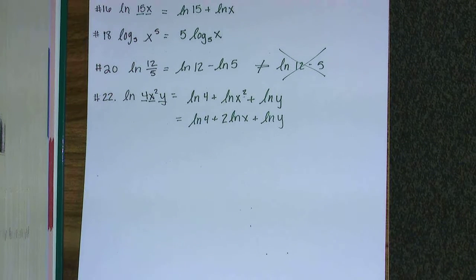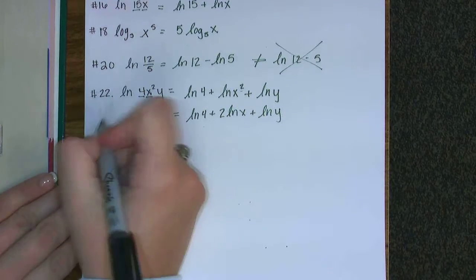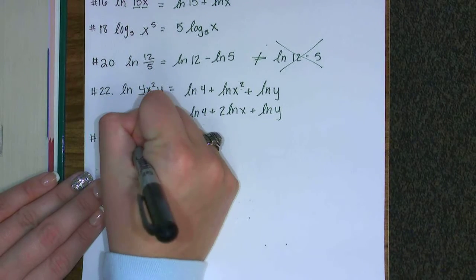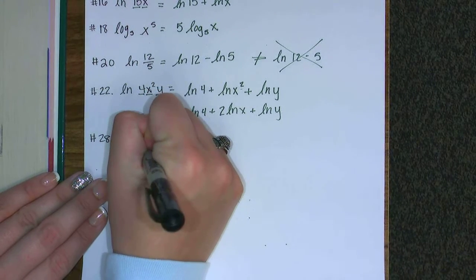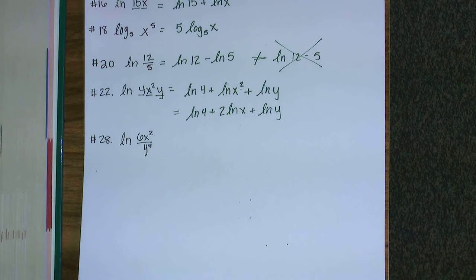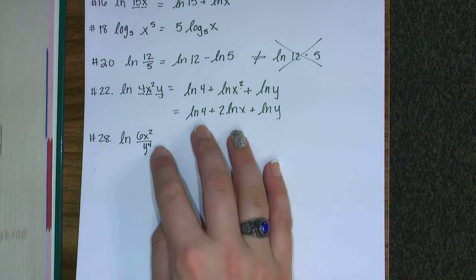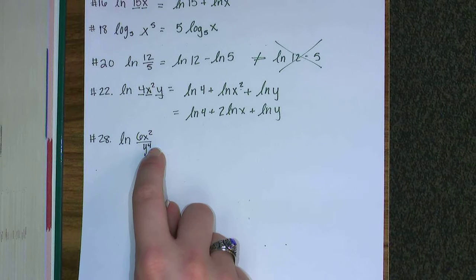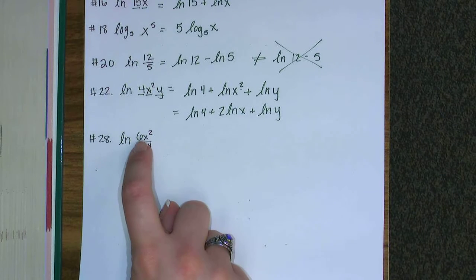28. Skip a few. Jump down to 28. So 28 is the ln of 6x squared over y to the 4th. Okay, so this is where it's really important to pay attention to the order that you do stuff. I see exponents here, I see multiplication happening, and I see division happening.